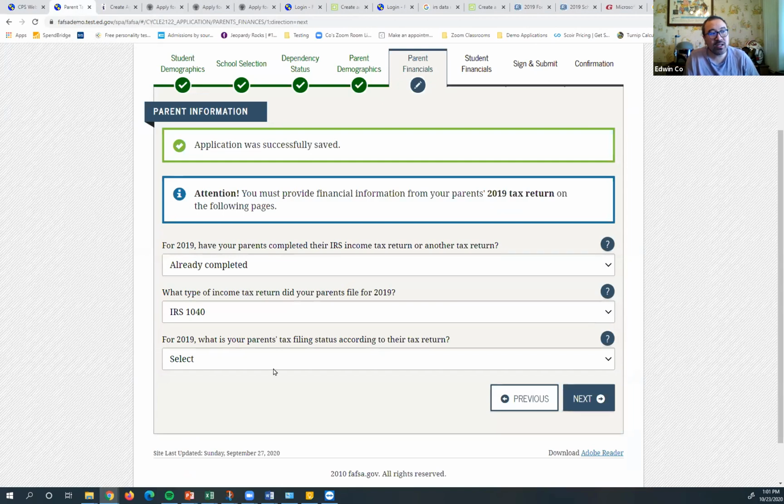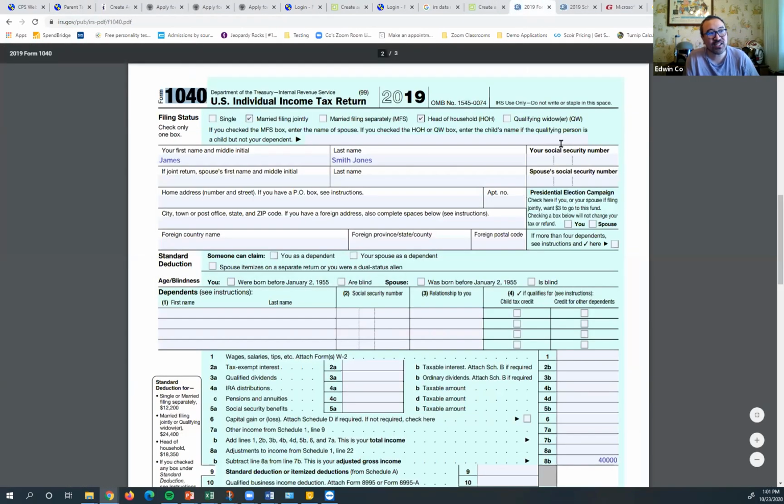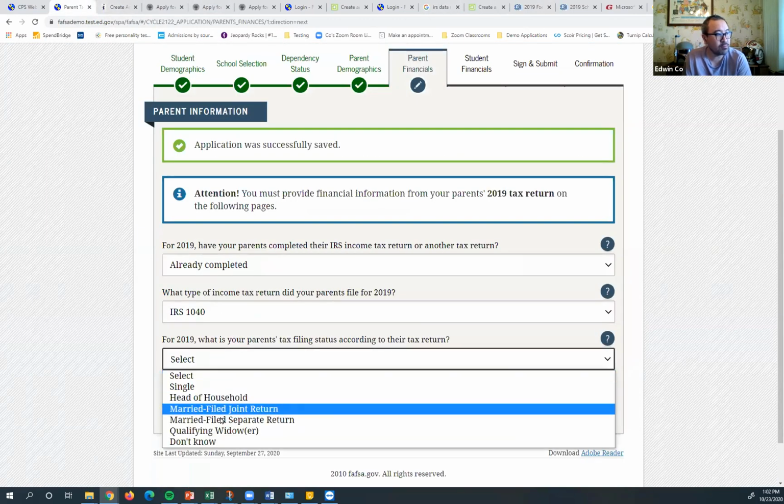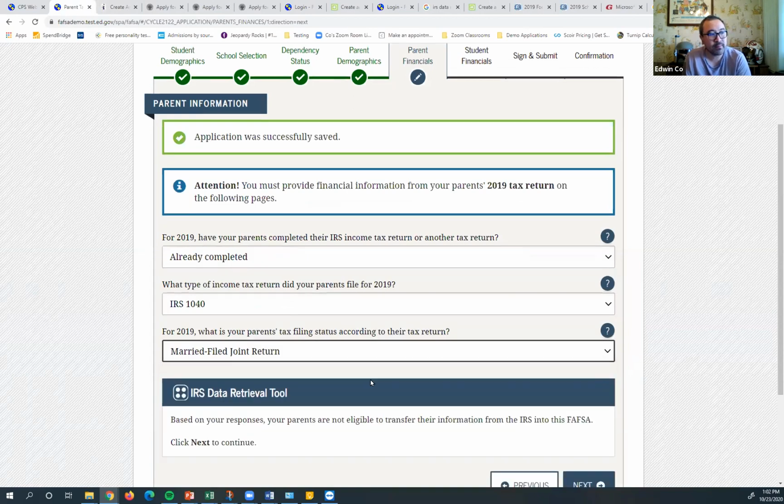Next question is, what is my parents' filing status? That is listed on the 1040, that first section right here. One of these will be checked under filing status. Usually it's either married filing jointly, filing separately, or head of household. So just refer to the form to figure out which is the right option for you. I'm going to put down that my parents filed a married joint return.